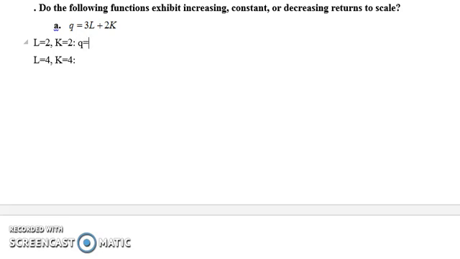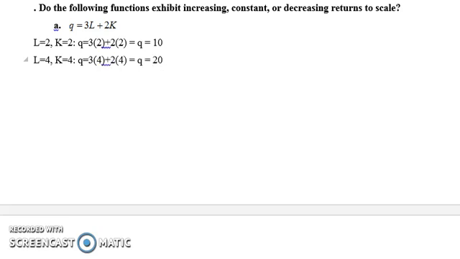So we say quantity equals 3 times 2 plus 2 times capital, which is also 2. So Q equals 3 times 2 is 6, plus 2 times 2 is 4, so that gives us a value of 10. Now we do the same, we double our inputs, so Q equals 3 multiplied by 4 plus 2 times our capital, which is now 4 as well. So it's 3 times 4, it's 12, plus 2 times 4 is 8, so that gives us a value of Q equals 20.